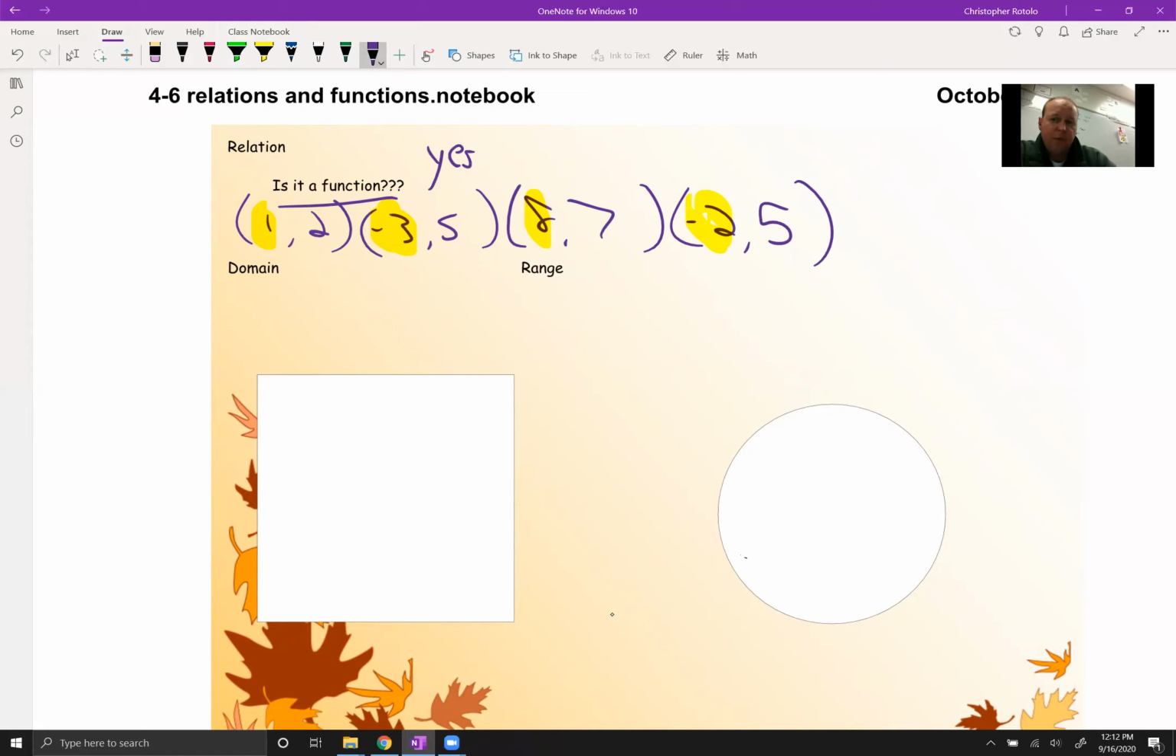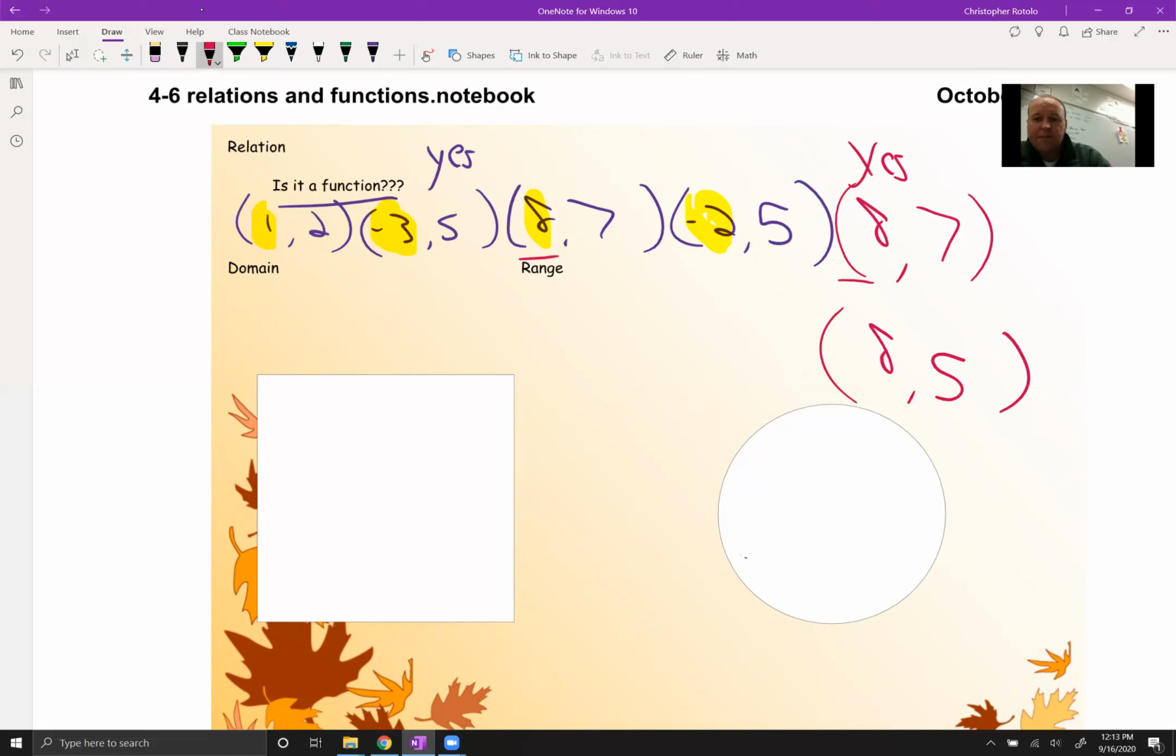If they do repeat, okay, so let's take 8. So now I've repeated 8. If I have exactly the same ordered pair, that's okay. So this is still, yes, a function. Okay, but as soon as I do this, 8 paired with 5, now this is no, it is not a function anymore. So we're going to show that using a map as well.